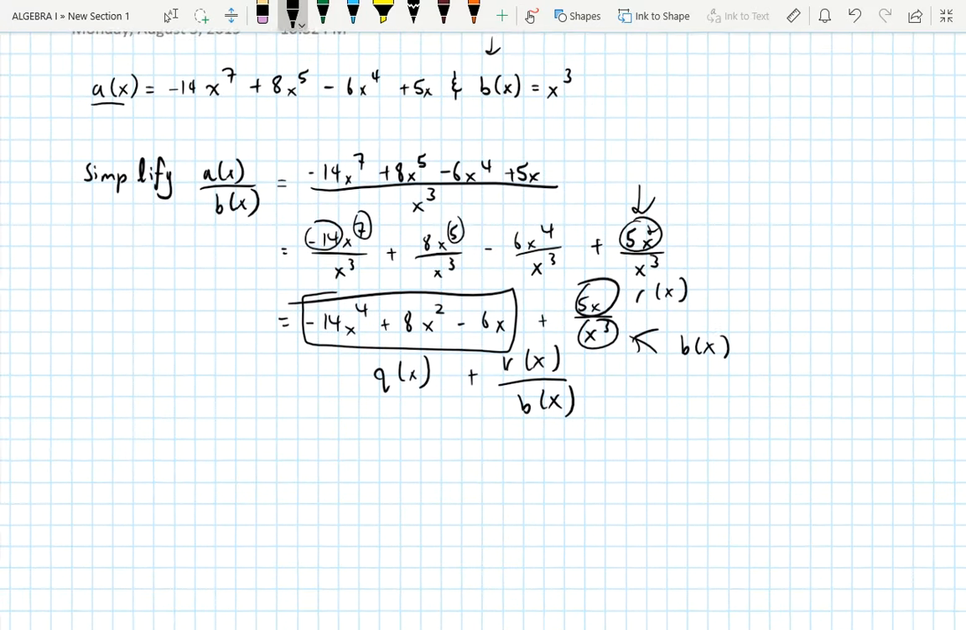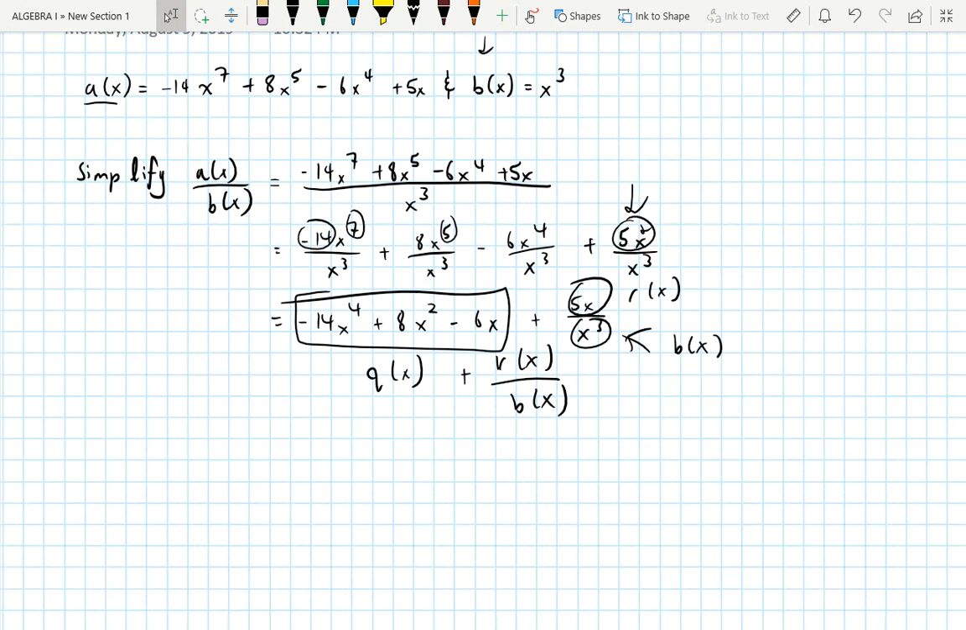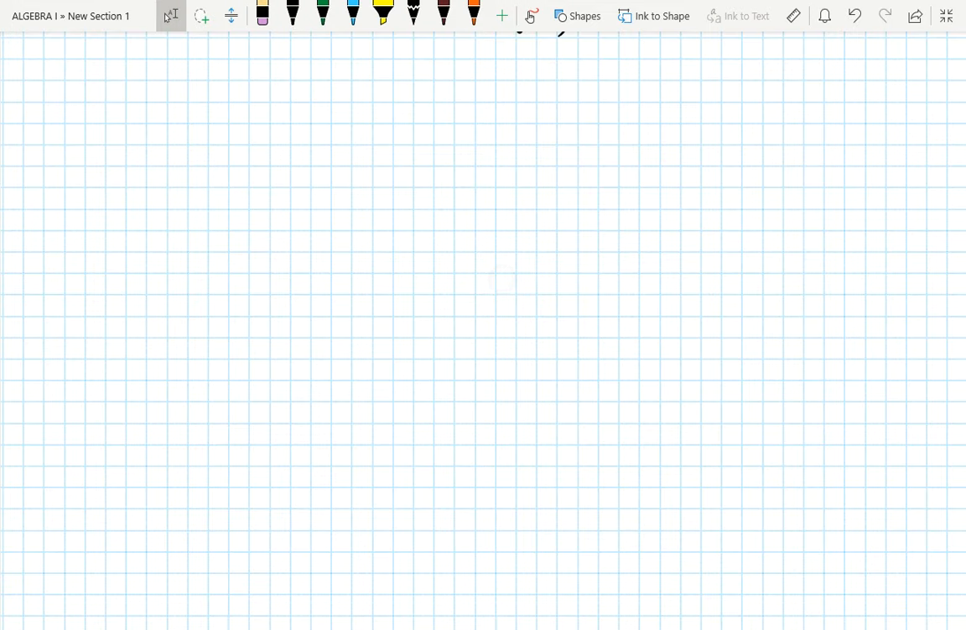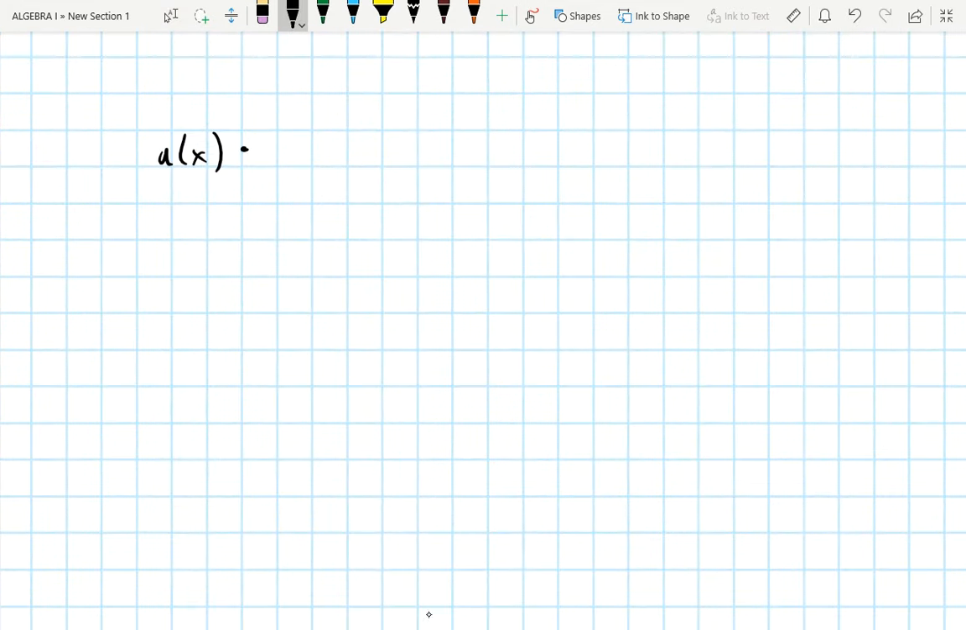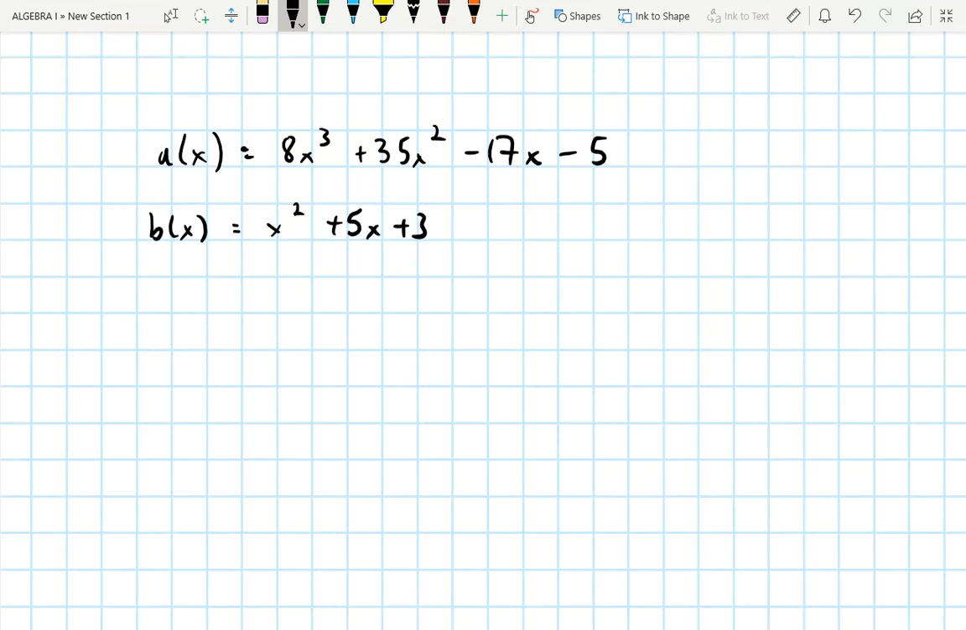You could have done the same thing with polynomial long division, and that's what we're going to do next because this one's a little tougher. So bear with me. Let's say I've got a of x is equal to 8x cubed plus 35x squared minus 17x minus 5. And my b of x, instead of being a monomial, is going to be a quadratic. So I've got x squared plus 5x plus 3.